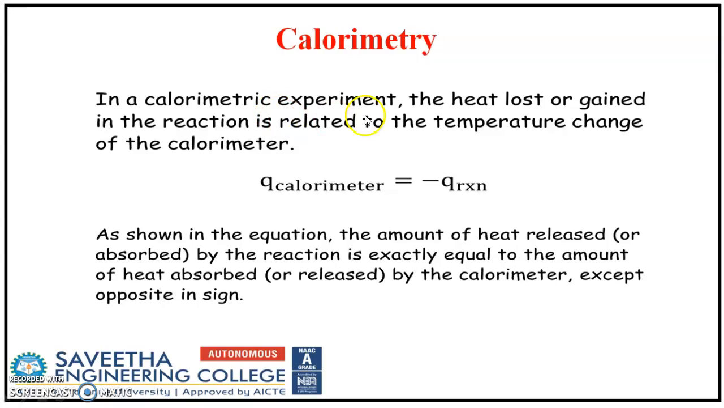In a calorimetric experiment, the heat lost or gained in a reaction is related to the temperature change of a calorimeter. Q calorimeter is equal to minus Q of reaction. As shown in the equation, the amount of heat released or absorbed by the reaction is exactly equal to the amount of heat absorbed by the calorimeter, except opposite in sign.